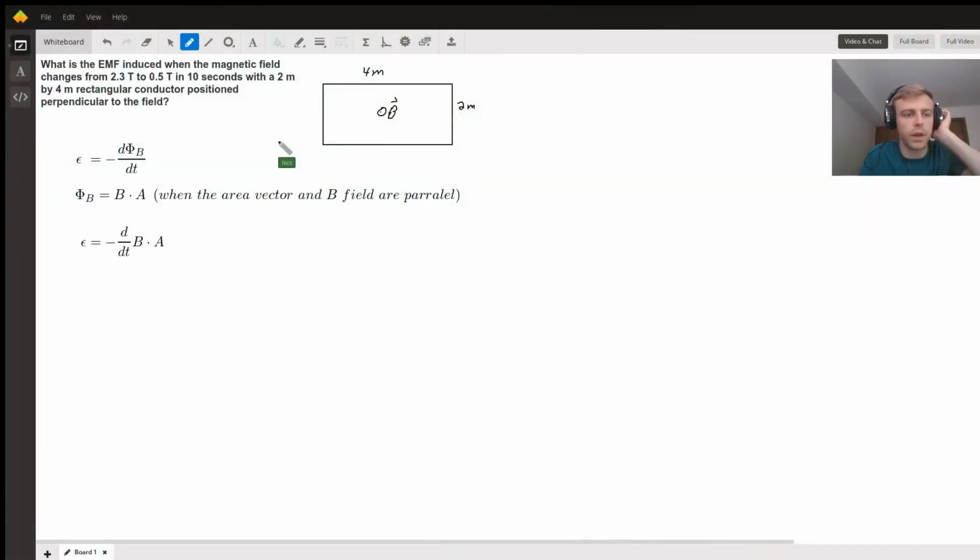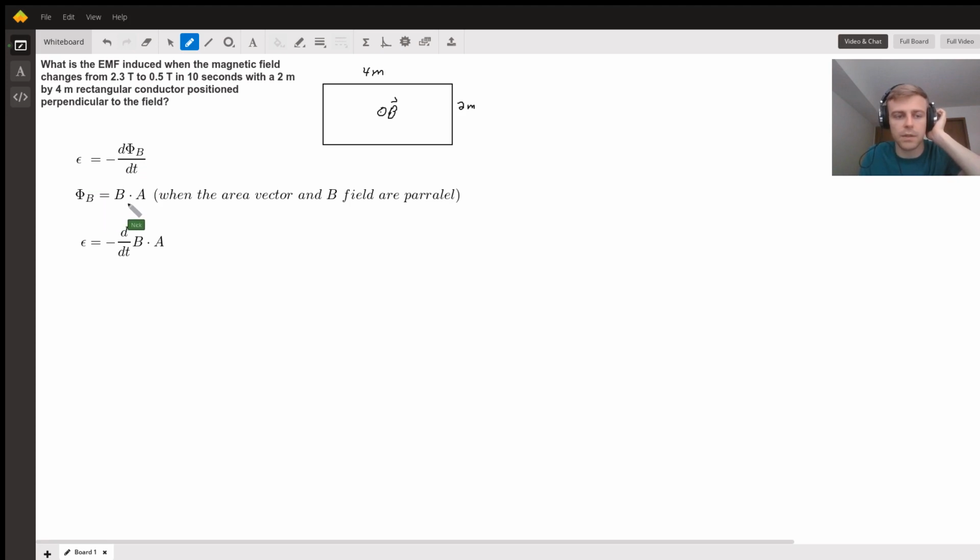So here we have an induced EMF problem. EMF, of course, stands for electromotive force, which basically you want to think of as a voltage. So you have voltages induced by the magnetic field. The equation for that is the EMF is equal to the negative time derivative of the magnetic flux. That's what this essentially represents.